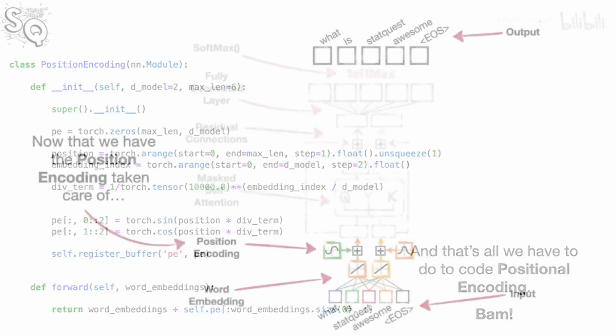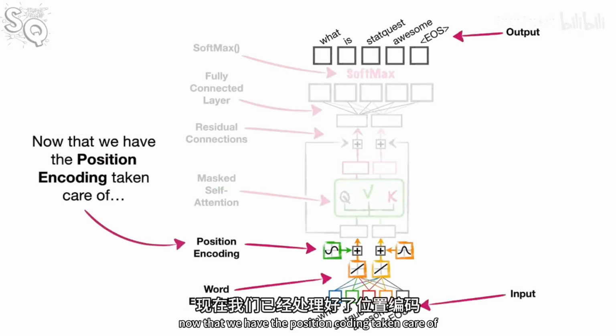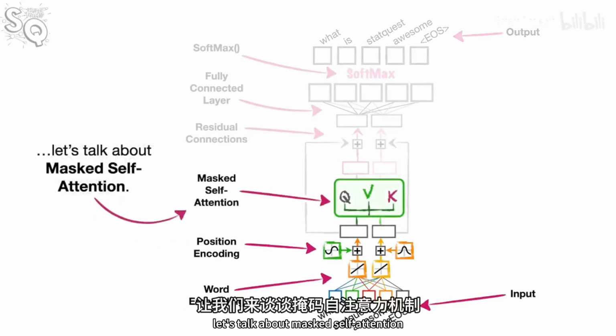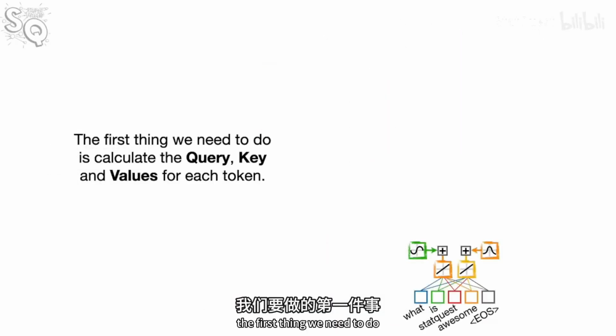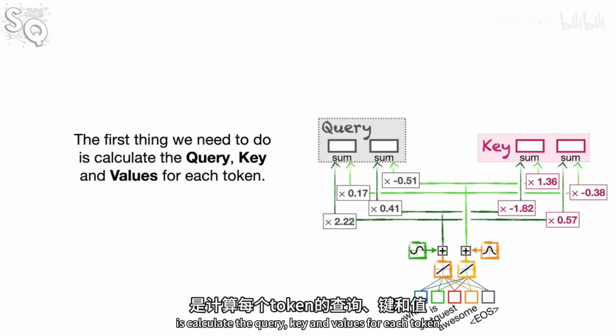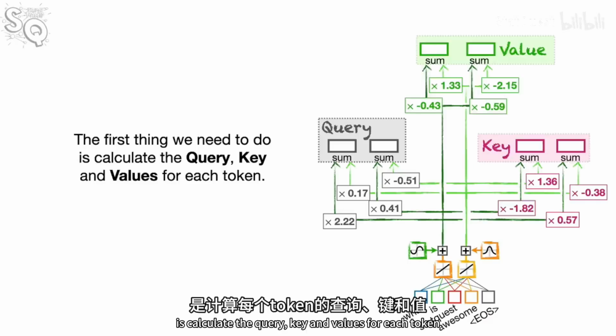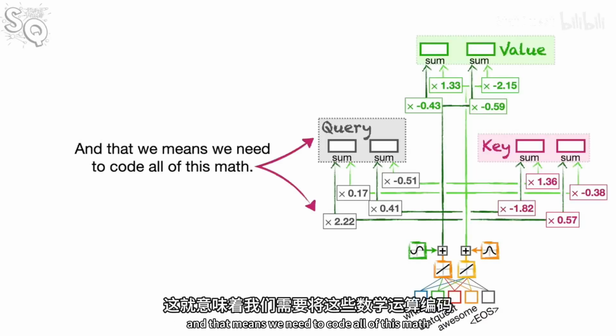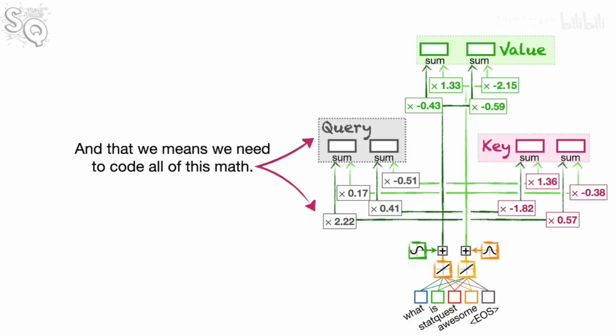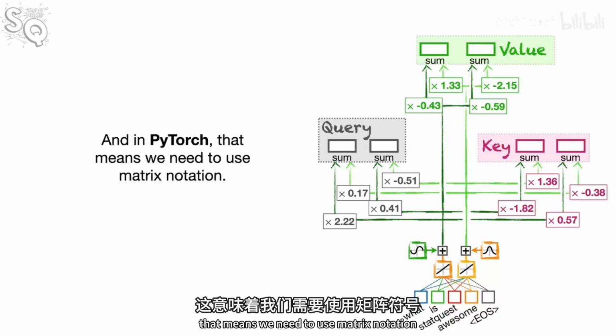Bam! Now that we have the position encoding taken care of, let's talk about masked self-attention. The first thing we need to do is calculate the query, key, and values for each token. And that means we need to code all of this math. And in PyTorch, that means we need to use matrix notation.